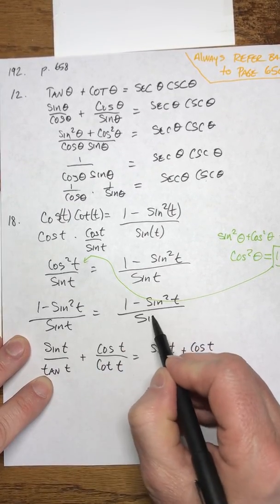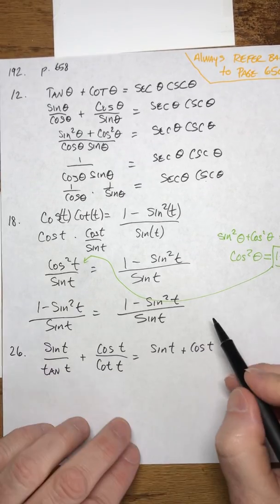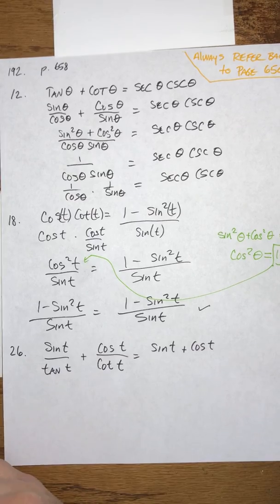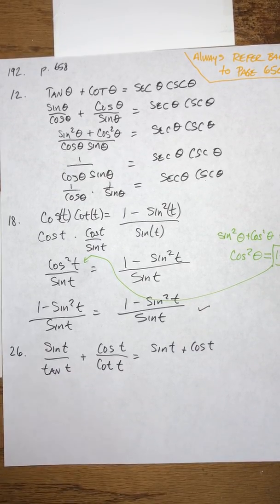Always working on one side. What the book is trying to do is get you really used to working with these identities and even memorizing them so that you could use them for other things. This is number 26, which would be the last one.